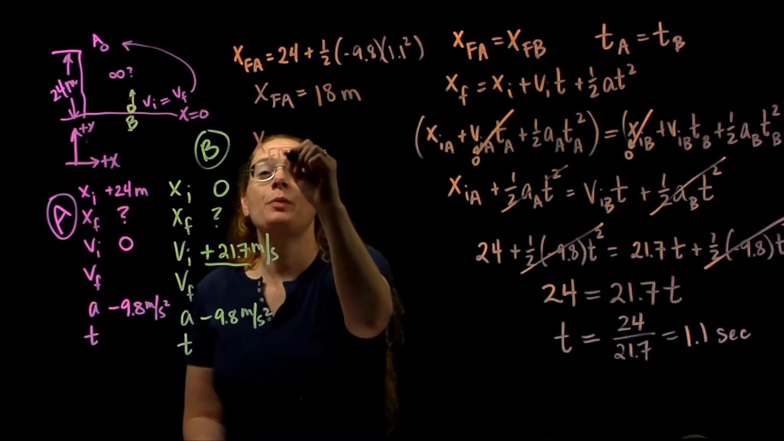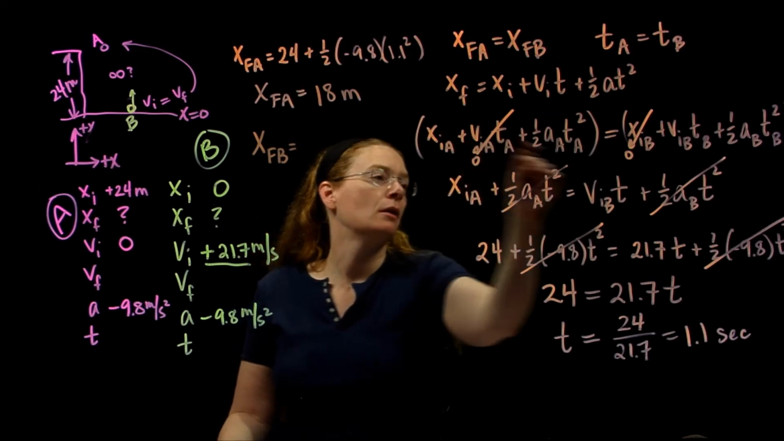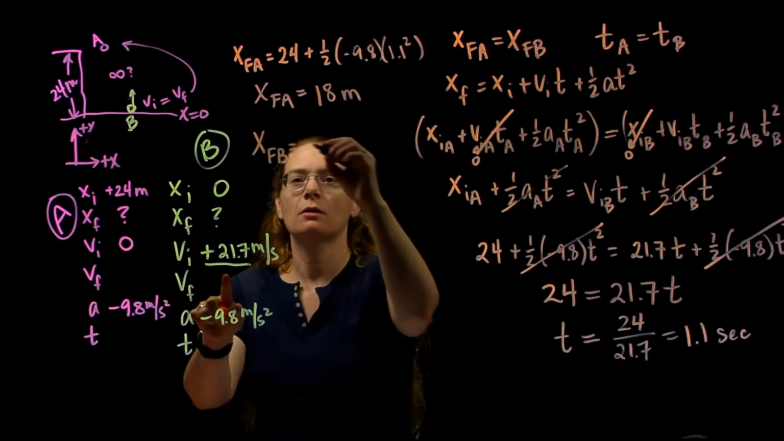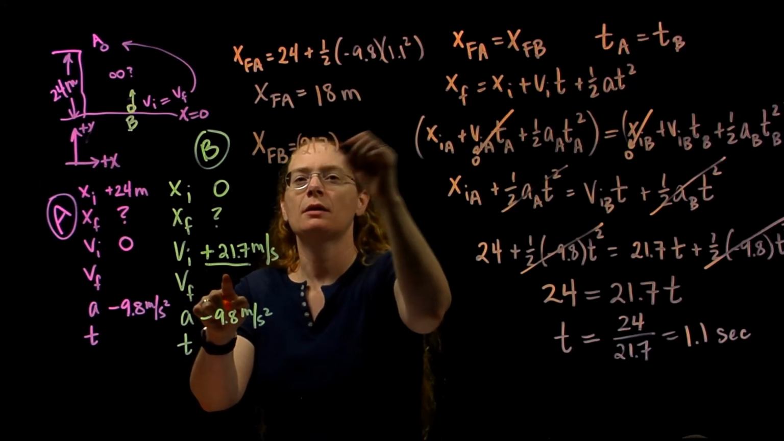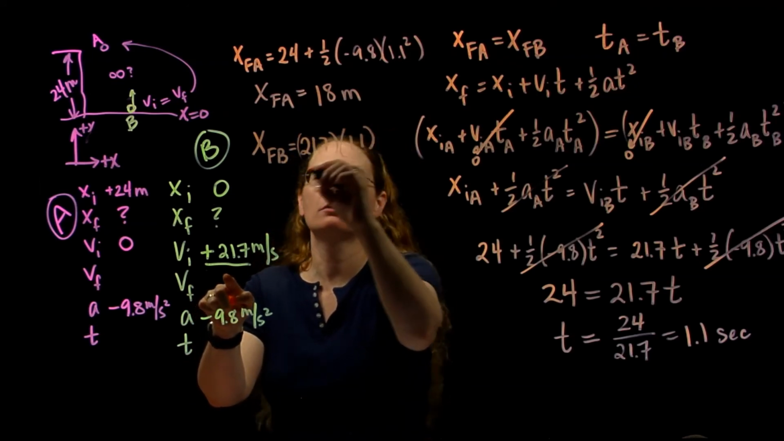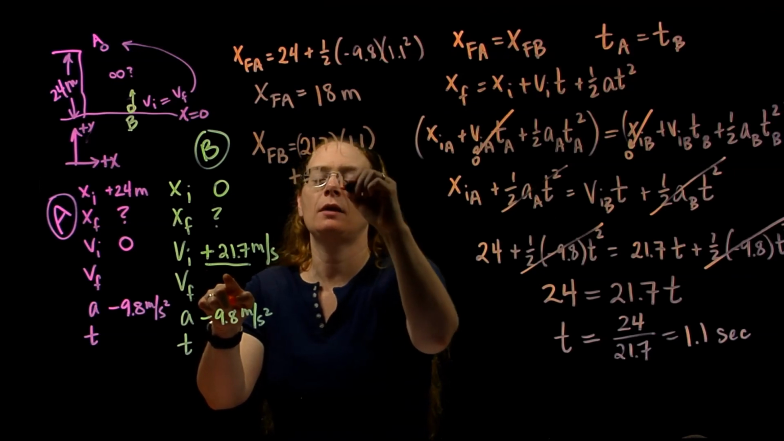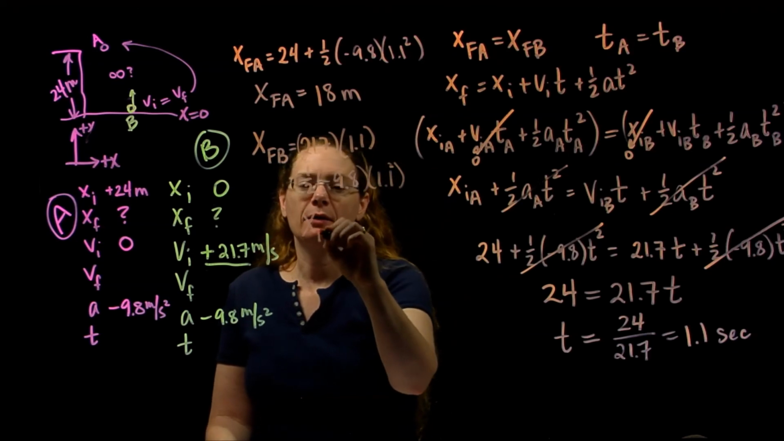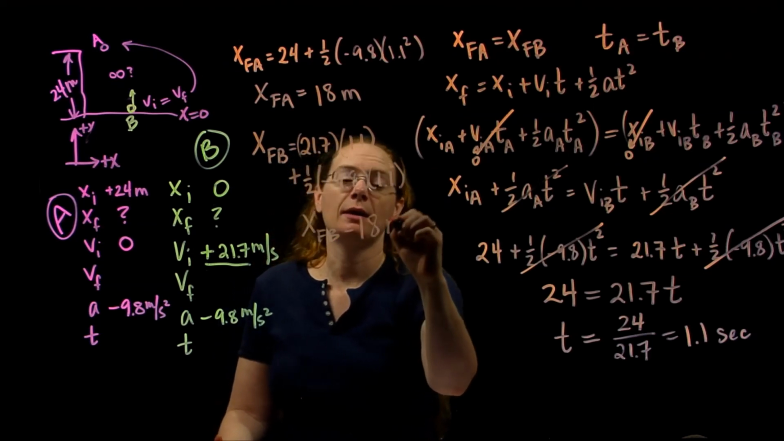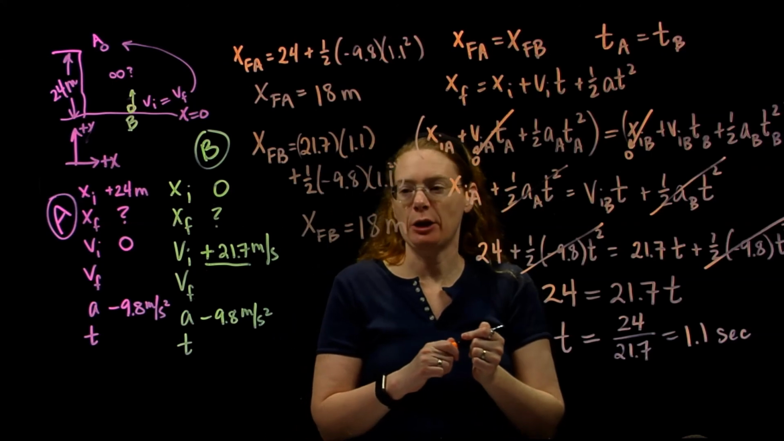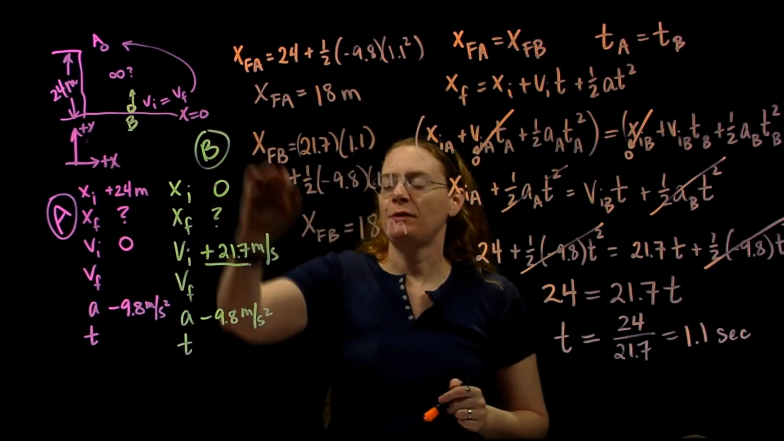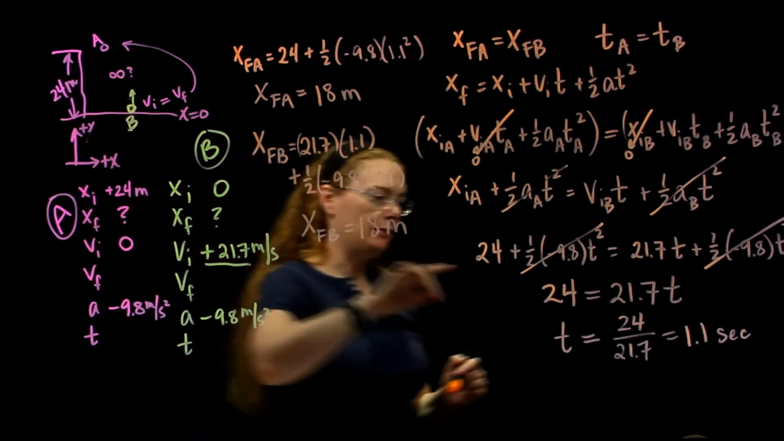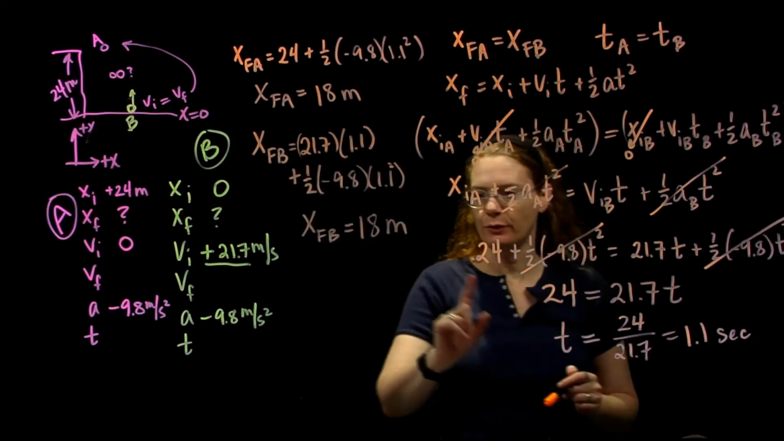So x final B is, we start at the 0 position, v initial 21.7 times the time, which is 1.1. Oh, I'm running out of room. Plus 1/2 negative 9.8 times 1.1 squared. X final B, we should get the same thing, 18 meters. They end at the same place, 18 meters above ground level, and it took 1.1 seconds for them to reach that place.